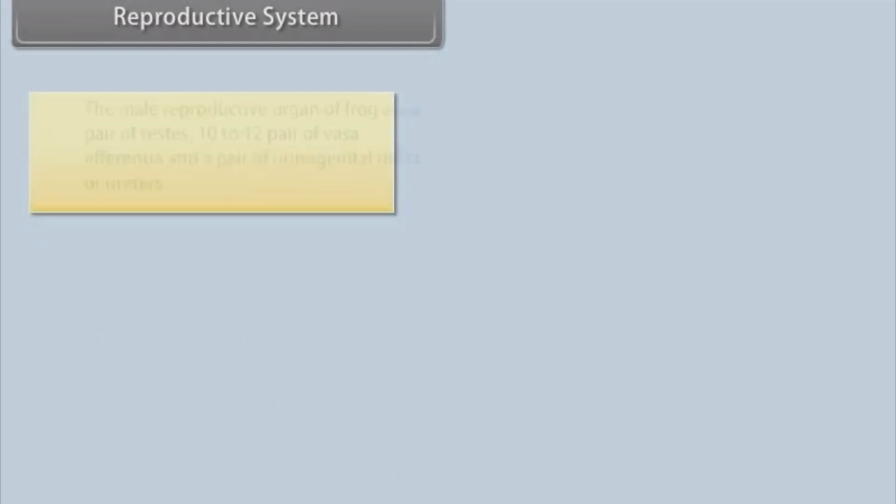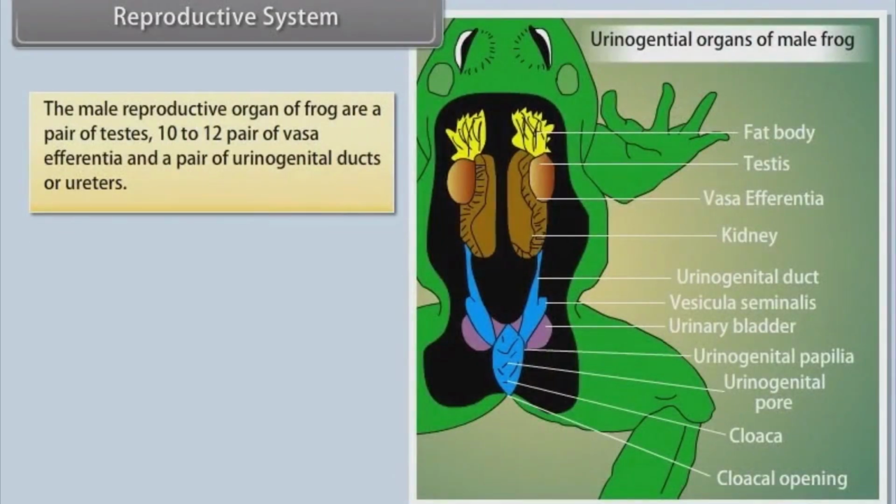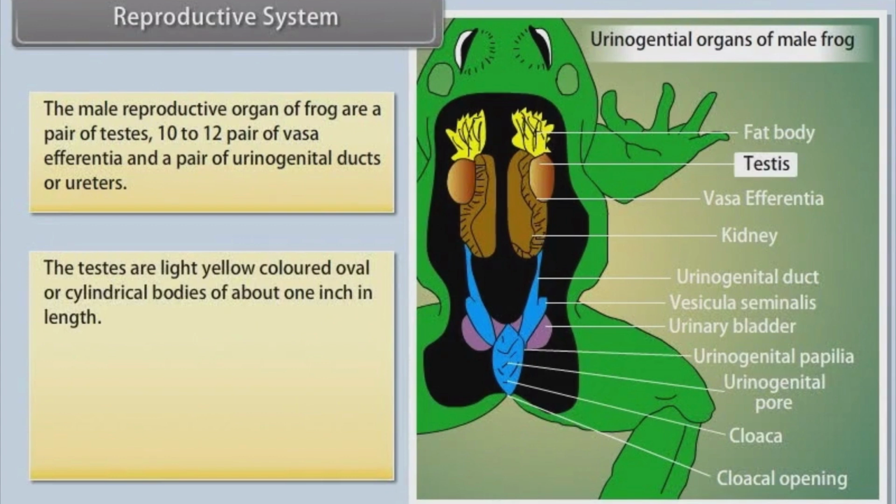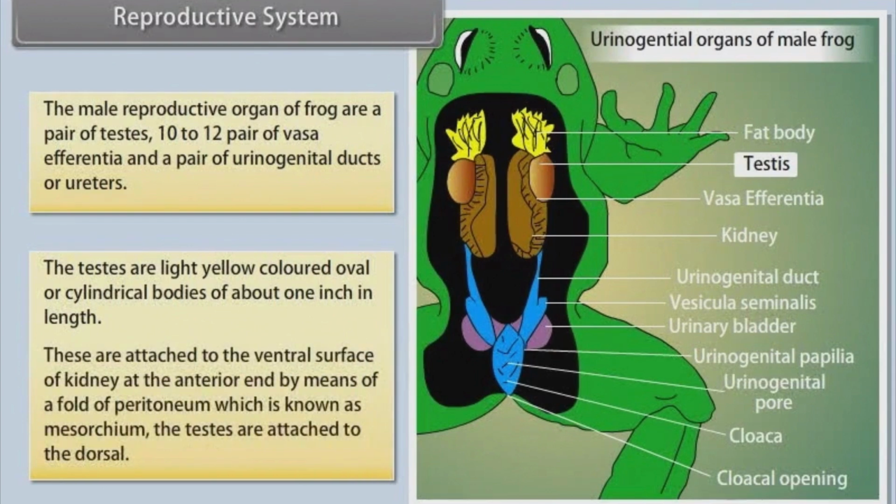Reproductive system. The male reproductive organs of frog are a pair of testes, 10 to 12 pairs of vasa efferentia, and a pair of urinogenital ducts or ureters. The testes are light yellow-colored, oval or cylindrical bodies about 1 inch in length. These are attached to the ventral surface of the kidney at the anterior end by means of a fold of peritoneum, which is known as mesorchium.